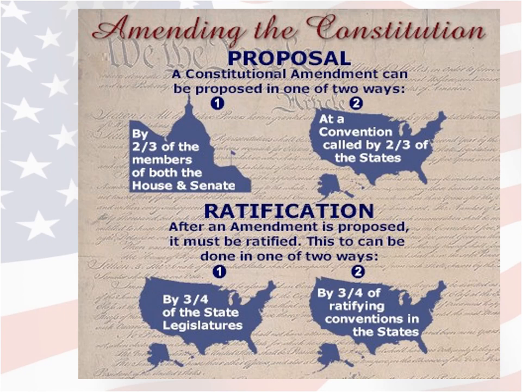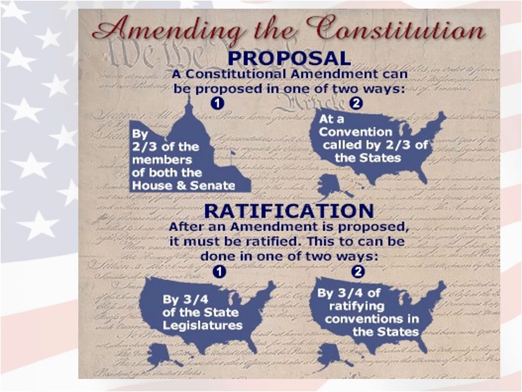So step one is the proposal. One way that you can do this is 2/3 of the members of both the House and the Senate can agree that an amendment should be proposed. Or it can take place at a convention that's called by 2/3 of the states. That only happened with the Constitutional Convention. So there you go. The rest of them have been proposed by 2/3 of both the House and the Senate. So 2/3 to propose, remember that.